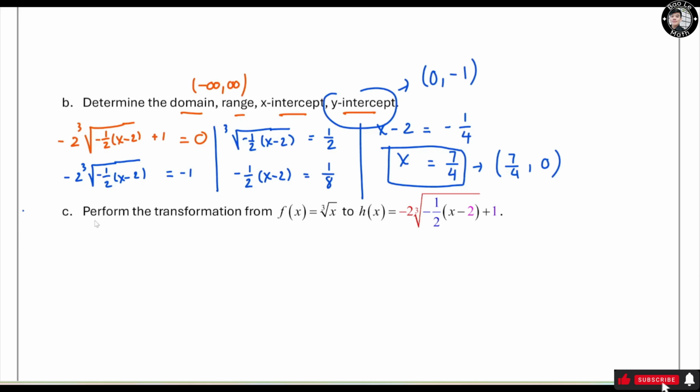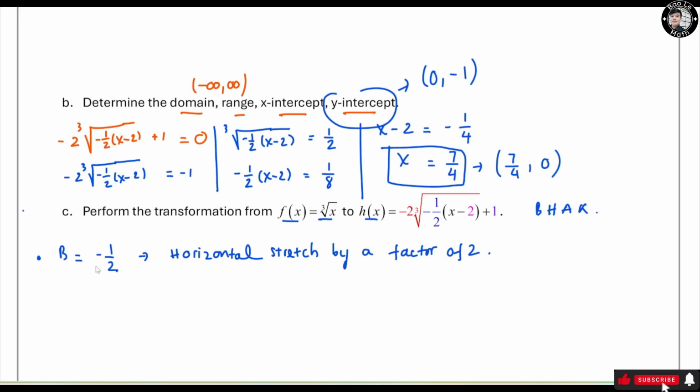Now question C. We're going to perform the transformation from L of s equals cube root of s to h of s. So we're going to follow the order B, H, A, K. Now first, B equals -1/2. We're going to talk about the absolute value of B first, which is 1/2. Because 1/2 is between 0 and 1, this is a horizontal stretch by a factor of 2. Now you have the negative sign right here, so it's going to reflect over the y-axis.